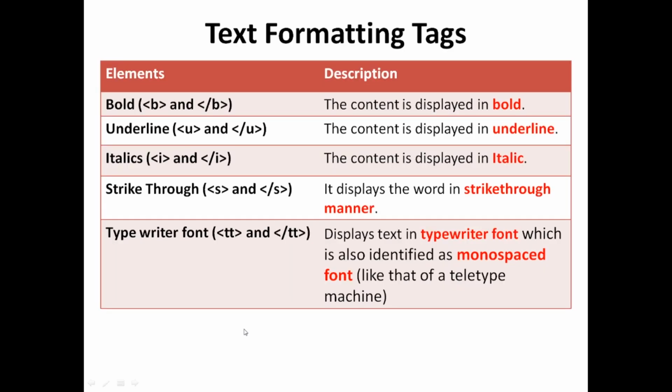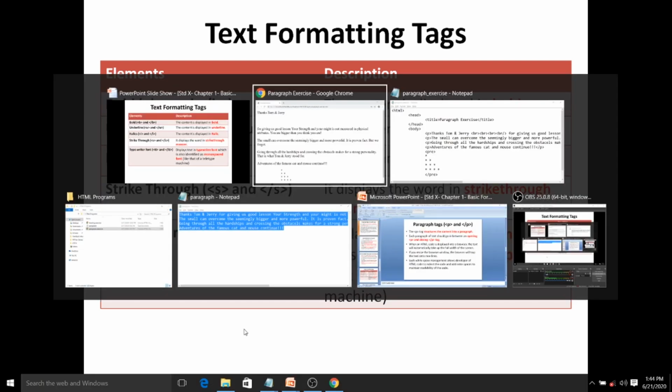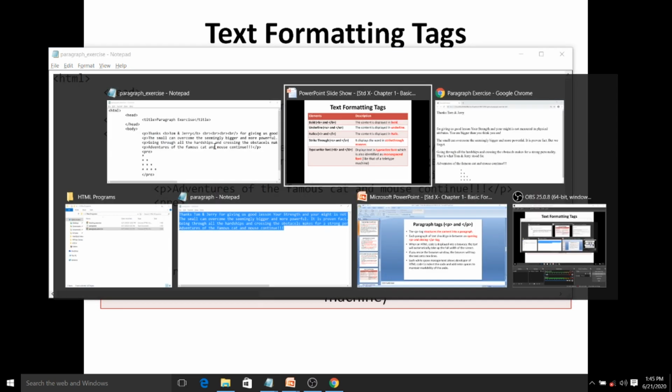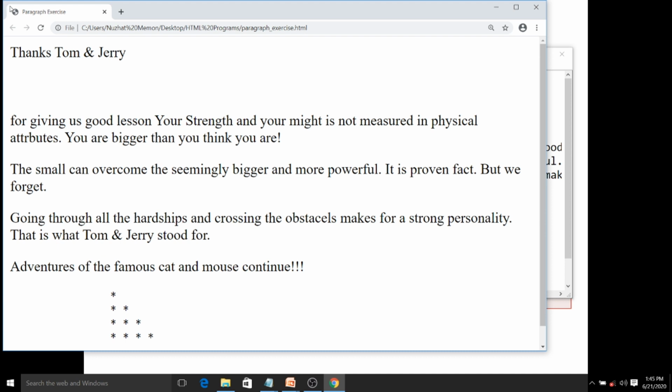Now the next text formatting tags. One by one we will see all the basic text formatting tags. We will start with bold. Here I want to make the text Tom and Jerry bold. So I have to add the B tag here, opening B tag, and then here I will close it. Save the file and see the output here. Yes, you can see it here in bold letters.